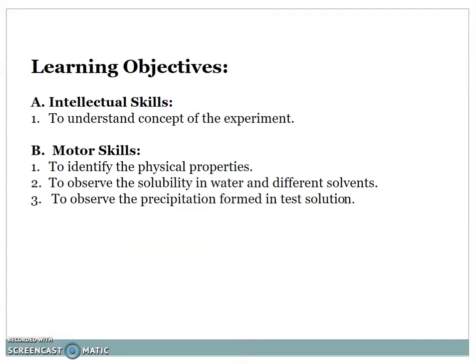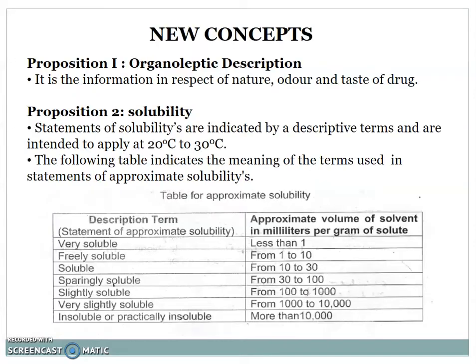Let's start with learning objective. Intellectual skill: to understand the concept of experiment. Motor skill: to identify the physical property, to observe the solubility in the water and different solvent, to observe the precipitation form in the test solution. So let's start with new concept regarding identification test.